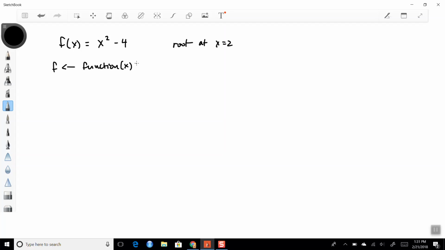of x, and it will return two things, okay? First, it's going to find f of x, and this is going to be x squared minus 4, and then we will have f prime, and this will be 2 times x. And what our function will return is a vector consisting of f of x and f prime.